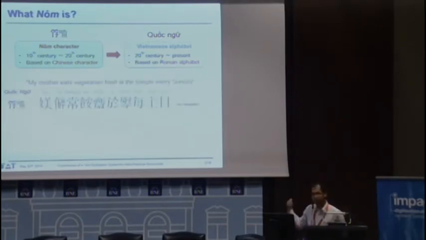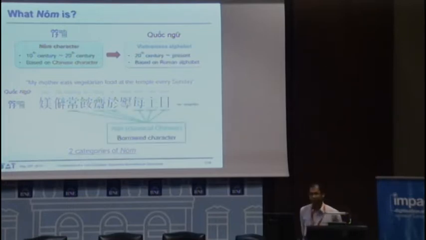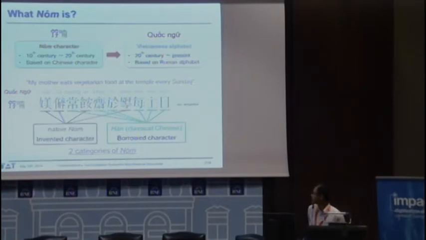And here is an example of a Nom text. In the second line, there is the current Vietnamese. And we can see here, Nom has 2 types of characters. One is the borrowed character from China, the classical or traditional Chinese. And the native Nom, the invented character. The invented character is a combination of a sound element and a meaning element. So the invented character is more complex than the original.